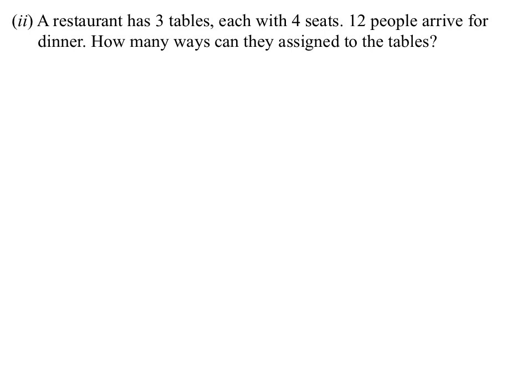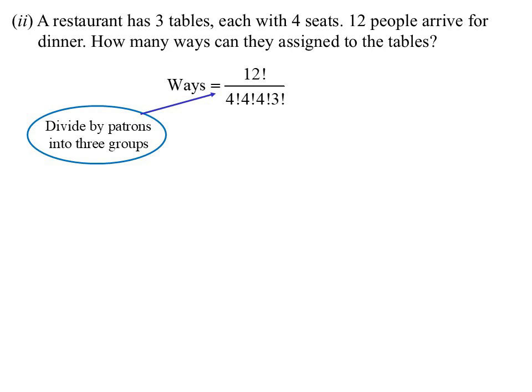A restaurant has 3 tables. Each of the tables has got 4 seats. 12 people arrive. How many ways can we arrange these people? Go and sit down at your tables. Okay. 12 factorial over, each table's got 4 seats, 4 factorial, 4 factorial, 4 factorial. The groups are of the same size, so 3 factorial. So what I have done is I've now divided them into 3 groups.